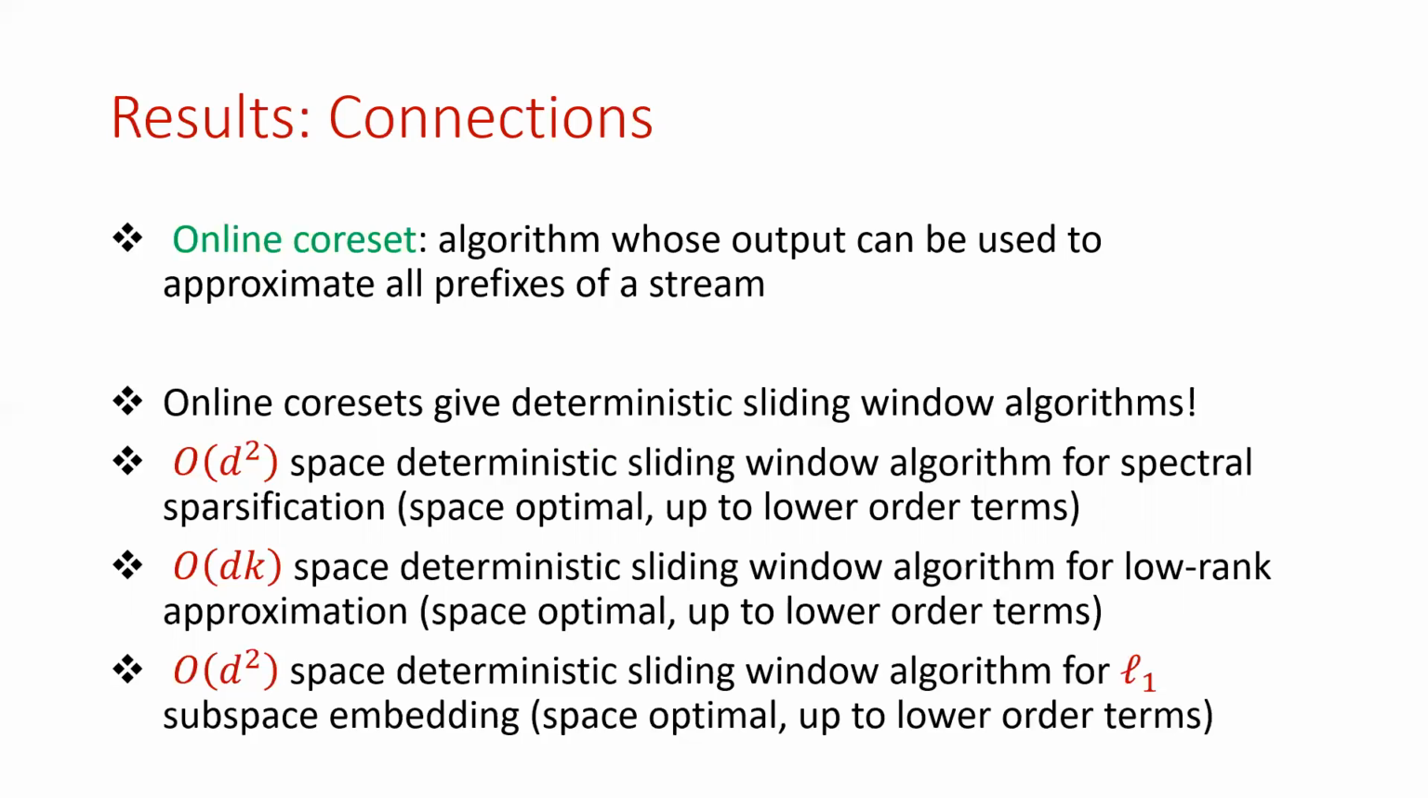We show that online core sets give deterministic sliding window algorithms, and thus we get deterministic sliding window algorithms for spectral sparsification, low-rank approximation, and L1 subspace embeddings.